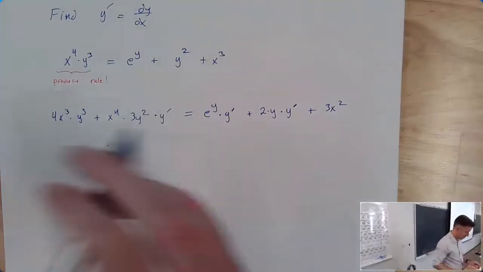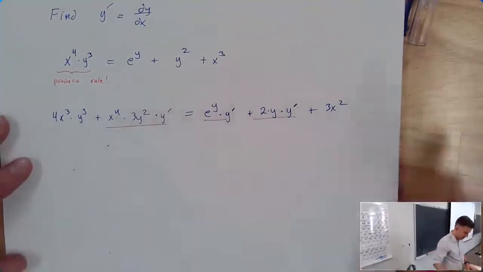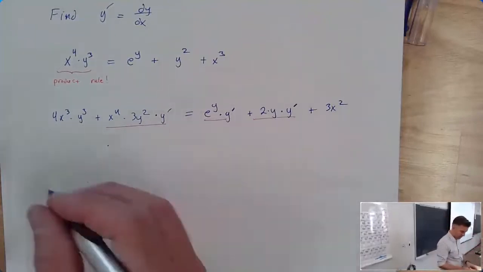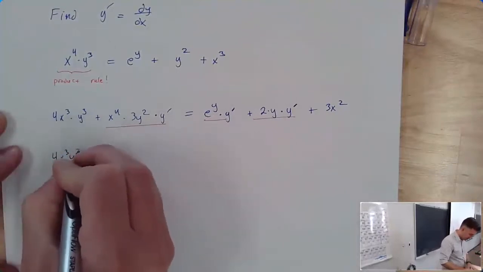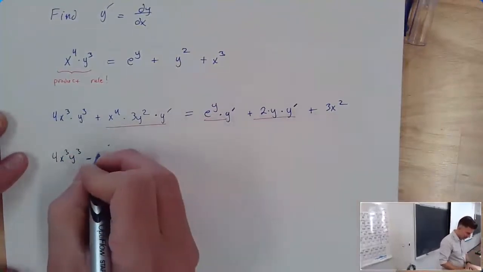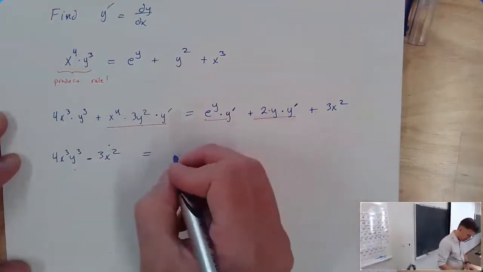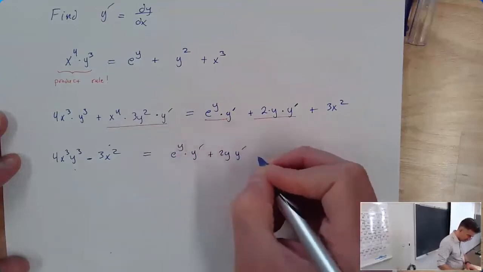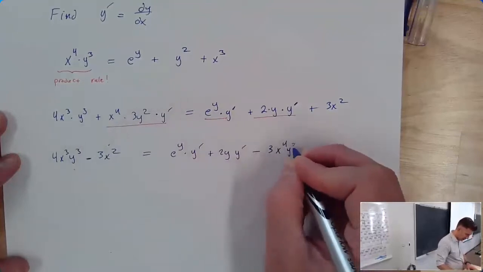And then we do the algebra. So, okay, there's a y prime, there's a y prime, there's a y prime. So we bring all the y primes to one side, all the not y primes to the other side. Doesn't really matter. I'm going to do it the opposite way I usually do, just to change it up, so let's bring all the not y primes to the left. So we've got 4x cubed y cubed minus that 3x squared. It's equal to all the y prime terms on the right. So e to the y times y prime plus 2y times y prime minus this term here, which is 3x to the fourth y squared times y prime.